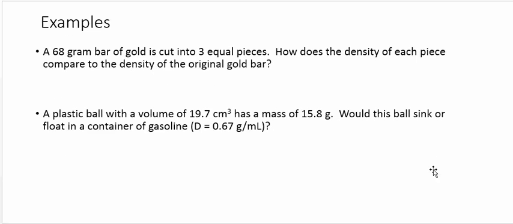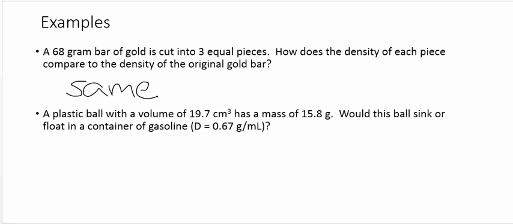A 68 gram bar of gold is cut in 3 equal pieces. How does the density of each piece compare to the density of the original? Density is intensive. So the density of each of the 3 pieces would be the same as the original. They're exactly the same. They're equal densities. Regardless of the size of the sample, whether it's 1/3 of 68 grams or it's the whole 68 grams, they have the exact same density because it's the exact same material. In this case, it's gold.